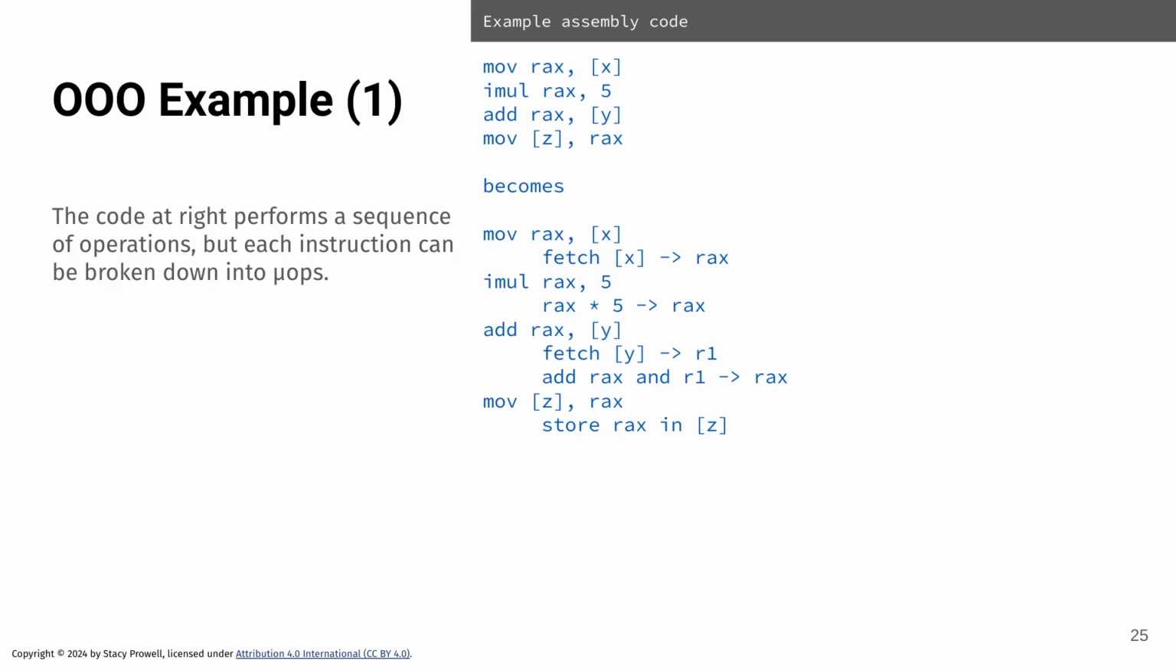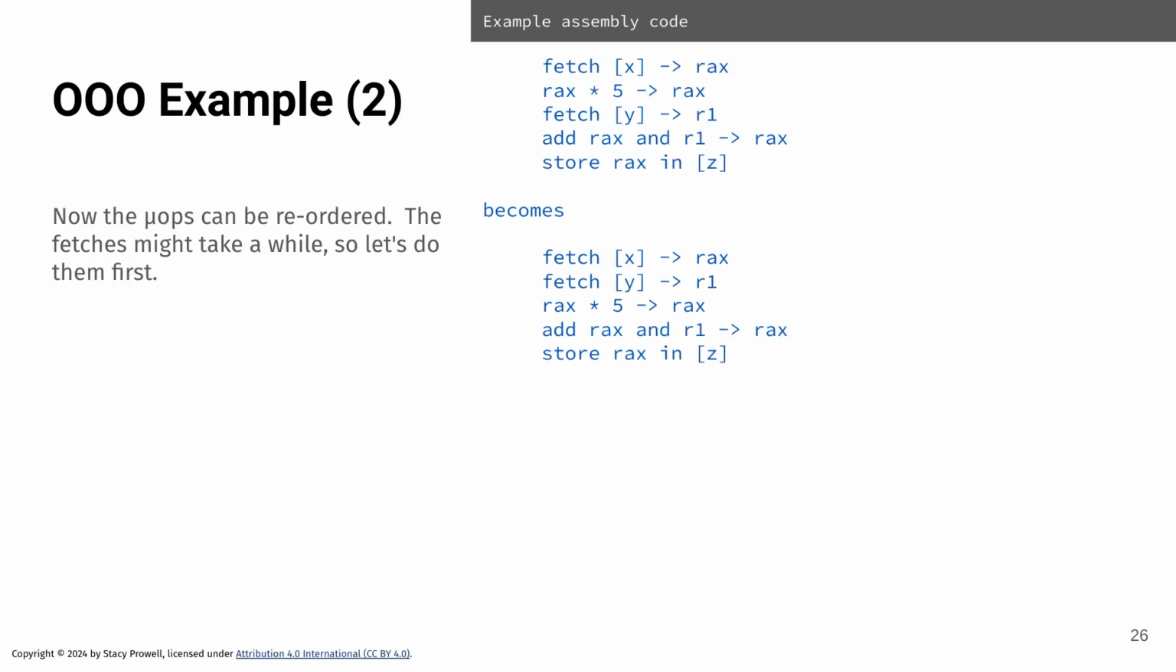So I started out with 4 instructions. Now I have 5 micro-ops, and I can reorder these micro-ops, which can break apart instructions. It can move parts of instructions separately from each other. And so what I would like to do typically is move the fetches up, and that lets me put other faster instructions in that gap right after the fetch.